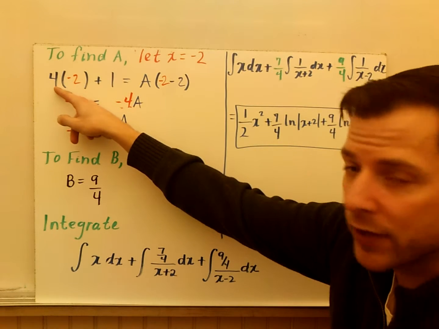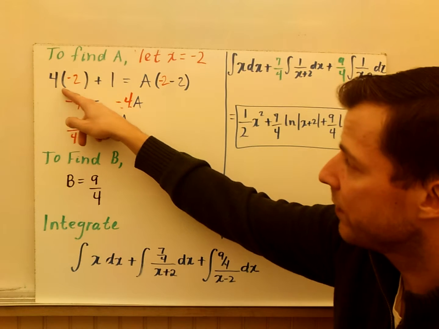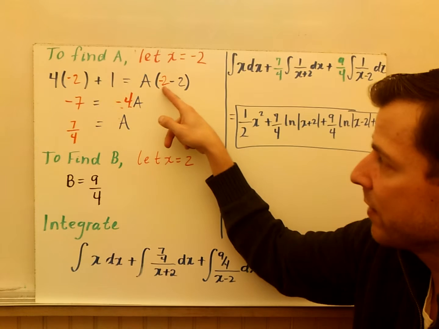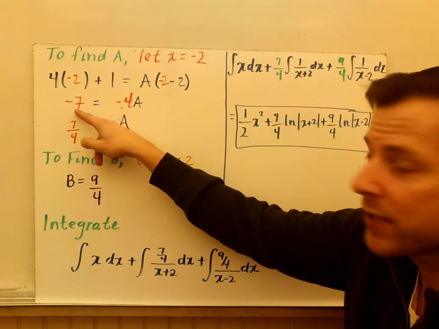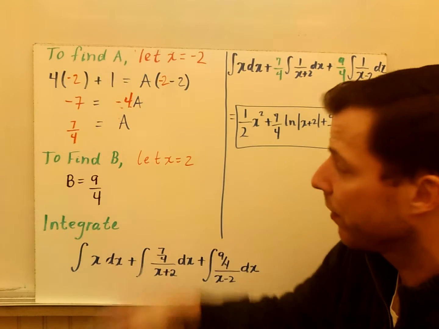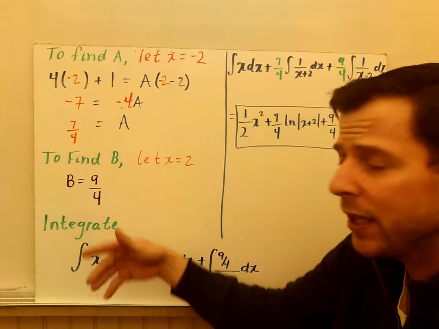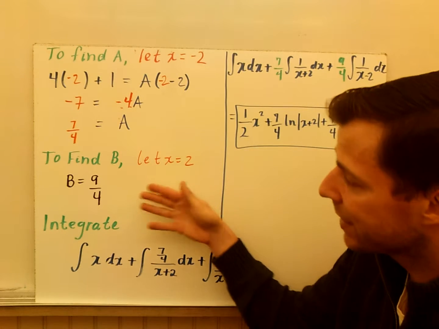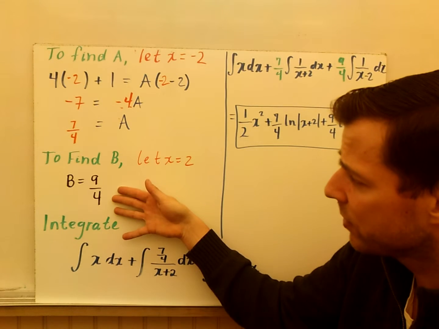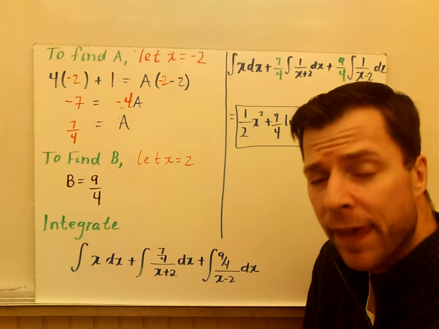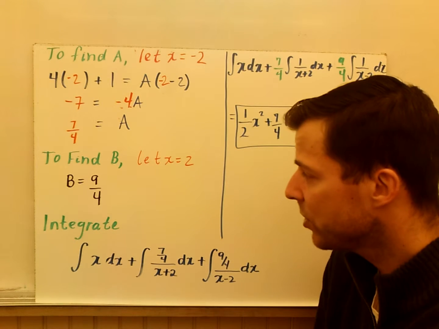So I'm going to plug in negative 2 wherever I see x, and I've done that here. 4 times negative 2 plus 1 equals A times (negative 2 minus 2). So negative 7 equals negative 4A, so A is going to be equal to 7/4. To find B, we want to eliminate the A term, so we're going to let x equal 2. That's going to eliminate the A term, and similarly we can find B, which ends up being 9/4. So we found the partial decomposition.